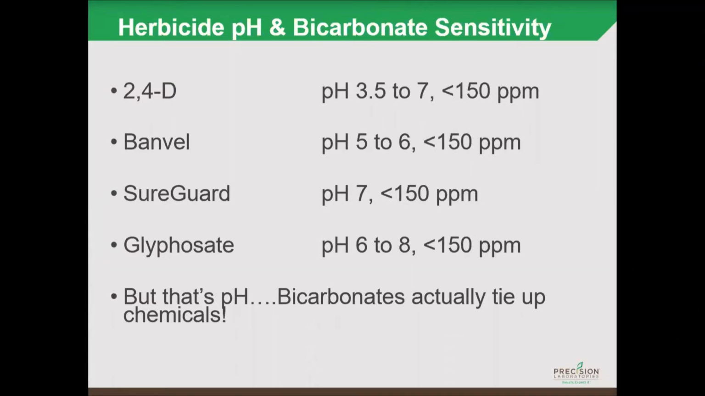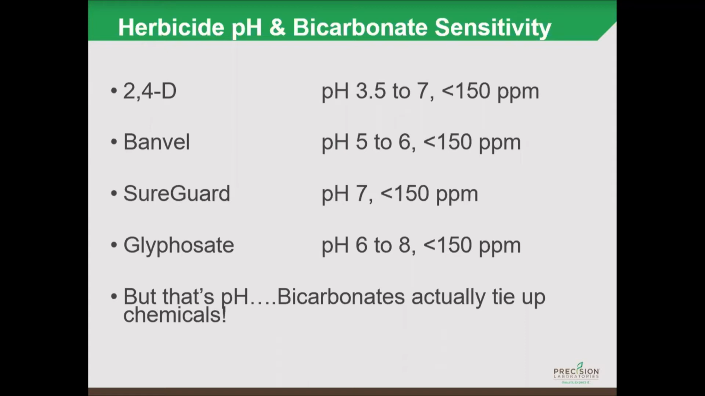As a chart, when we look at herbicides in general, and 2,4-D, I keep pointing it out, but that's the largest single component of any of our 3-way herbicides that we're using. It wants a pH between 3.5 to 7, and we want to be below 150 parts per million of hardness and bicarbonates. Banvel, dicamba, pH of 5 to 6, again below 150 parts per million. SureGuard, pH of 7 is fine, but again, bicarbonates can affect it.